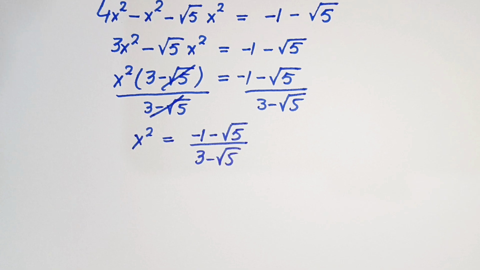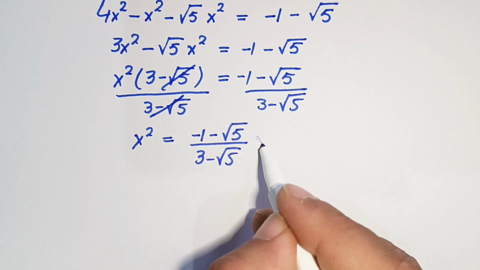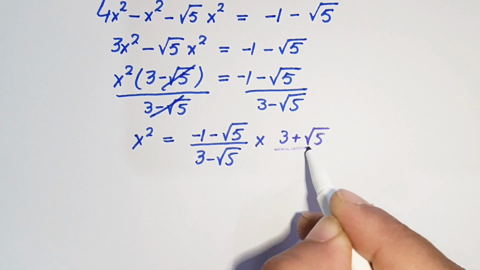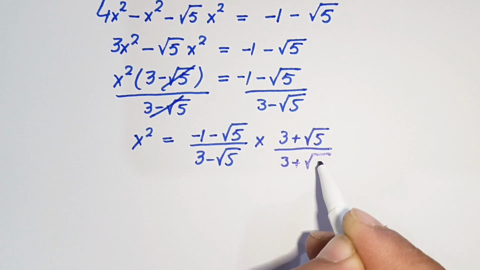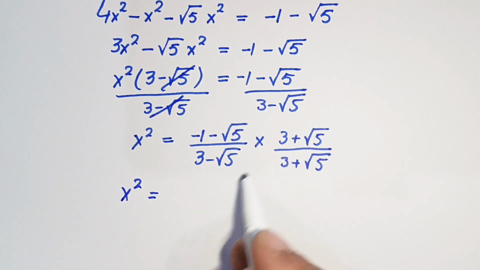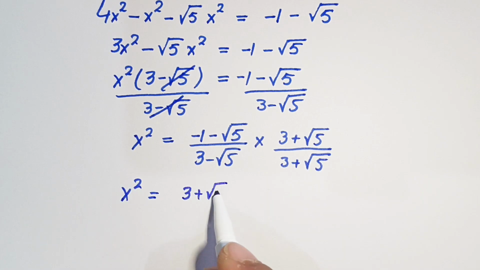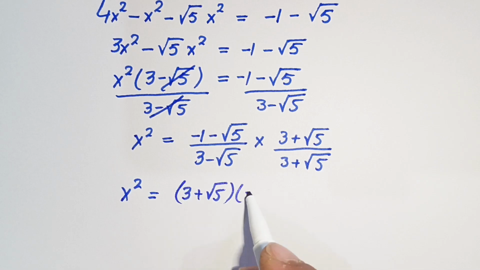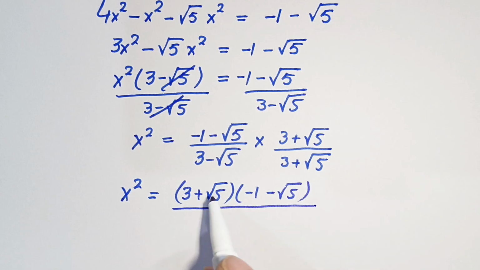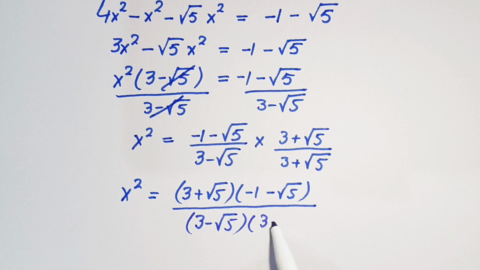So now if we multiply by the conjugate, we get 3 plus square root of 5 divided by 3 plus square root of 5. So here x squared will be (3 plus square root of 5) times (minus 1 minus square root of 5) all over (3 minus square root of 5) times (3 plus square root of 5).